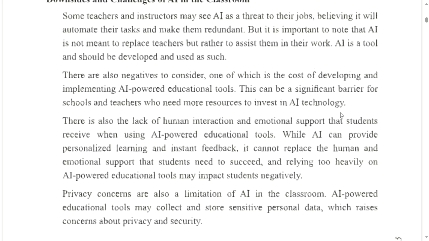Privacy concerns are also a limitation of AI in the classroom. AI-powered educational tools may collect and store sensitive personal data, which raises concerns about privacy and security.